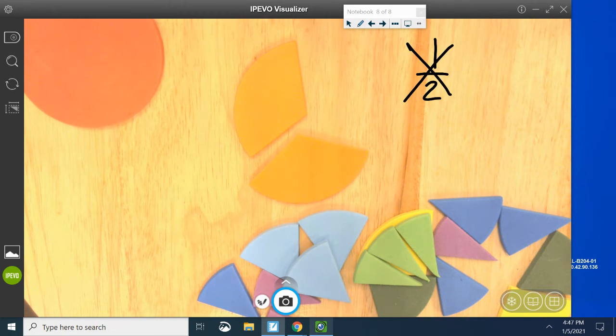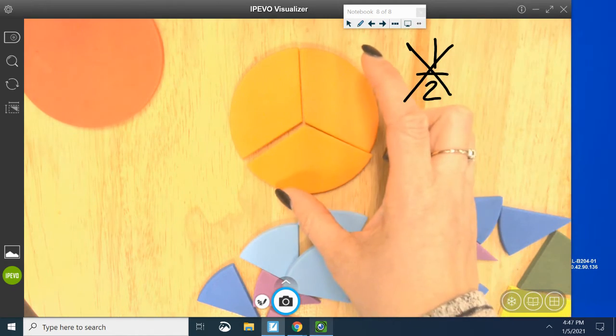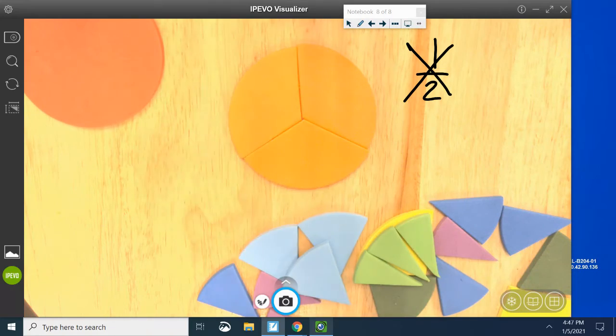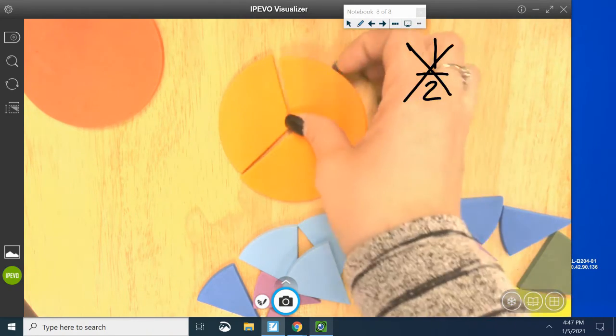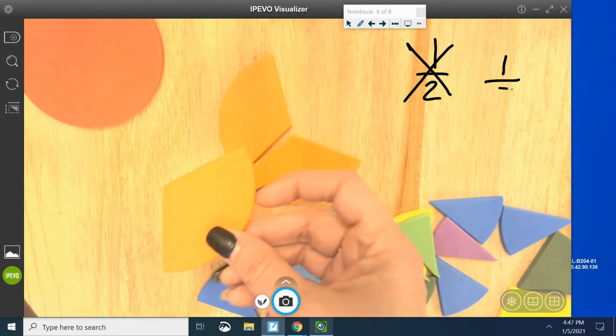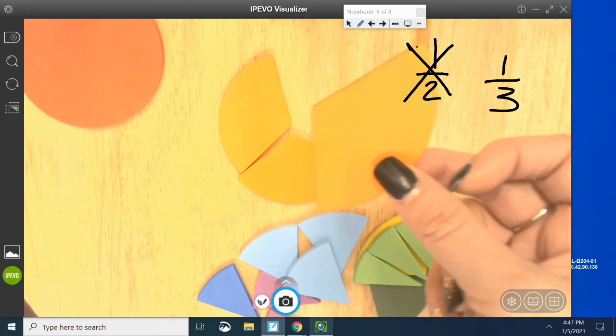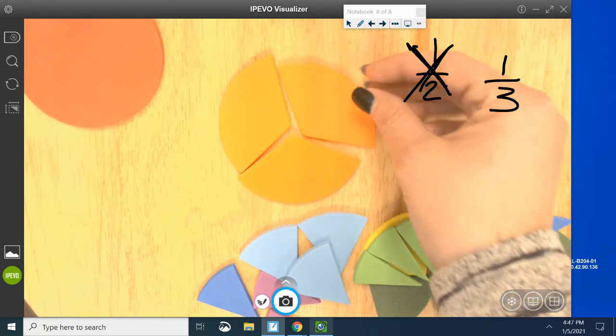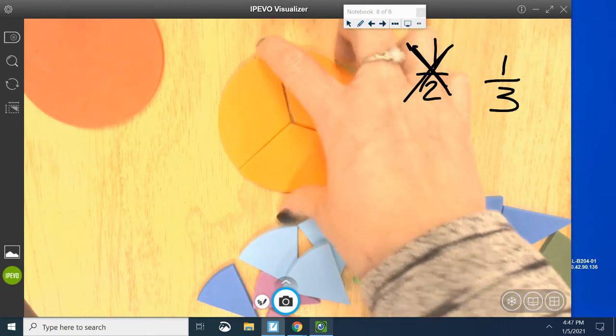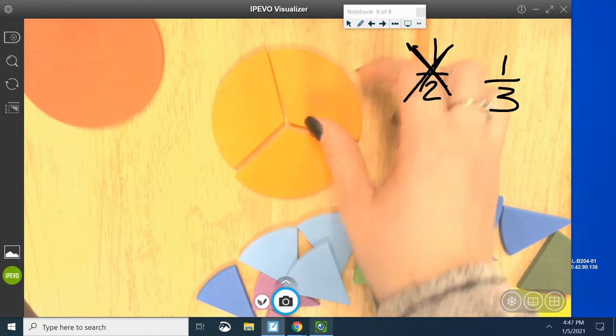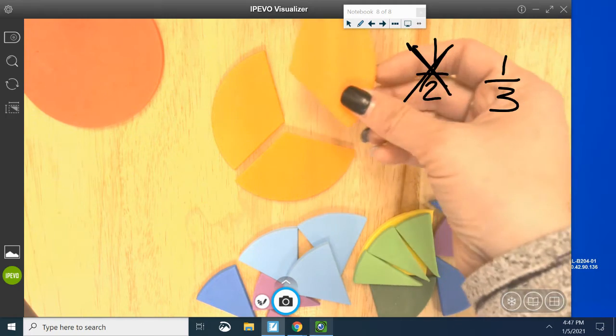It's not how many are left, but rather how many there were to make the whole, or total. So one of these pieces is one of my 3 pieces that make the whole. So this is 1/3, not 1/2. That is one of the things that I see often. Make sure you're not looking at how many are left, but rather how many are in the whole.